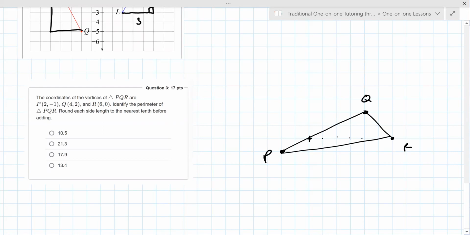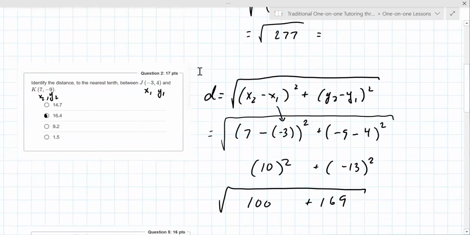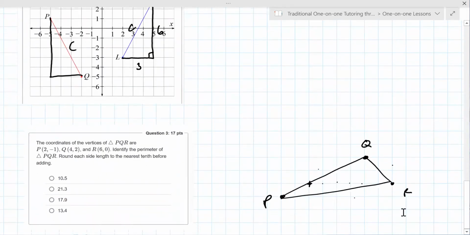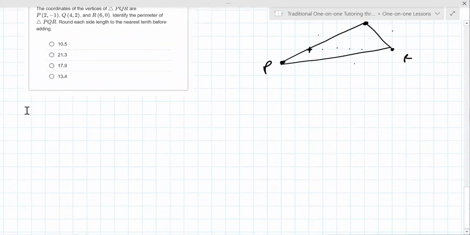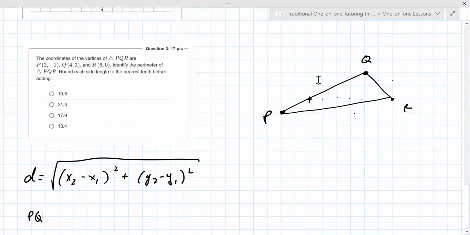And they want you to find the perimeter. So basically you have to find the distance between each of the 3 points. So it's 3 distance formula problems. So remember from up here, let me grab the formula here. And you have to do it 3 times. So you have to first find the distance from P to Q. Let me write them here. You've got to find P to Q, then you've got to find Q to R, then you've got to find R to P.